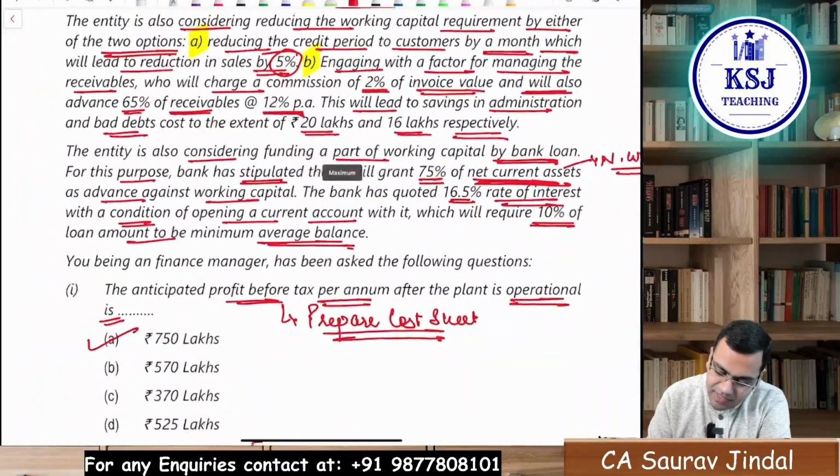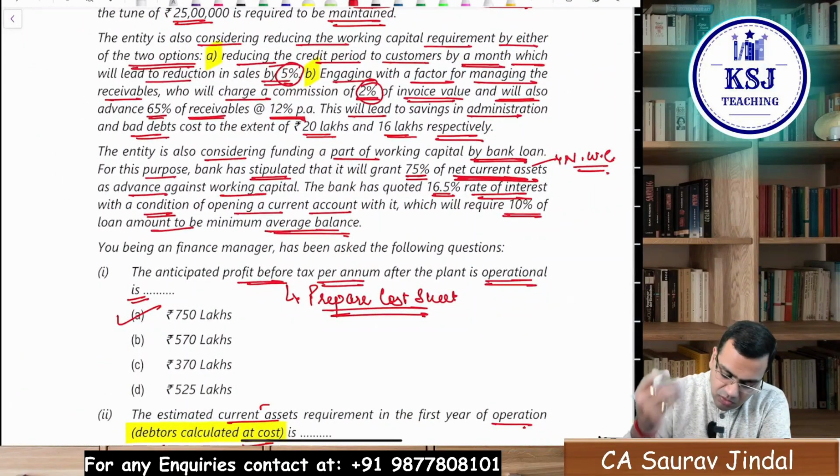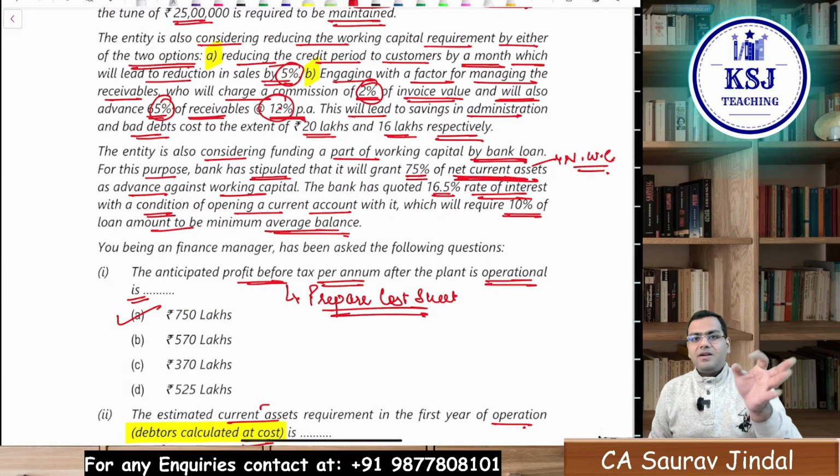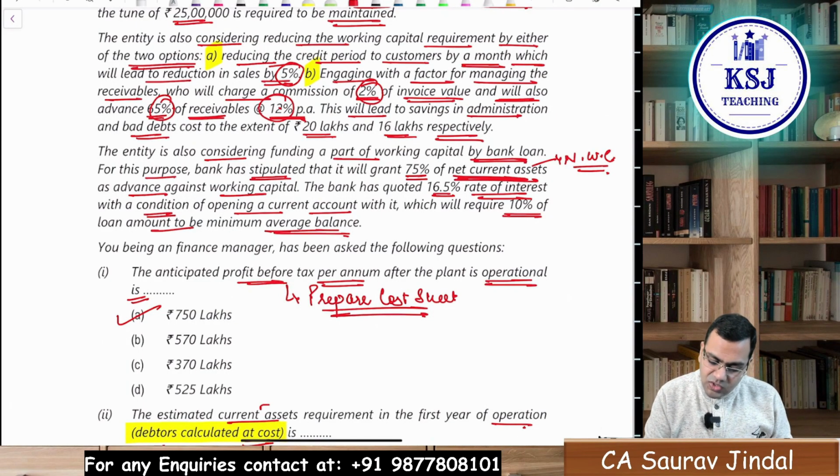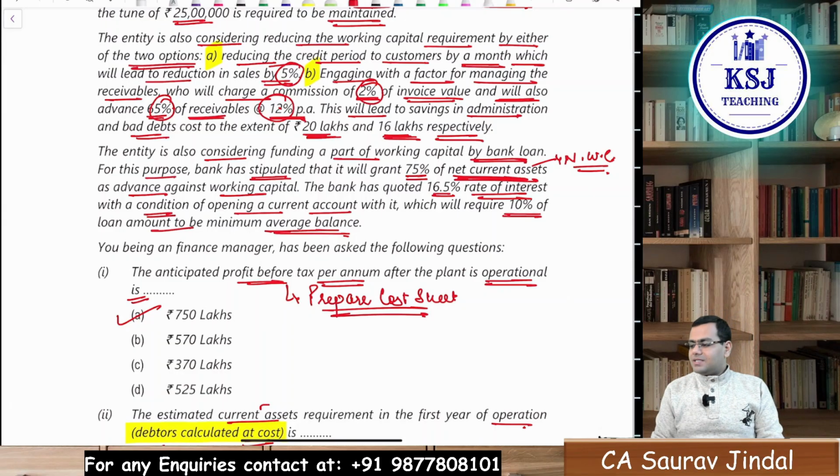He says the factor will charge a commission of 2%. Okay, sir. He will give 65% of the receivables at 12% interest. Fine, sir. And this will lead to savings in the cost. 20 lakhs and 16 lakhs, total 36 lakhs annually will be saved. Right? So commission is one thing, advance money he will be getting, and interest is to be paid. Now what is the cost here? The cost says what is the cost that you have to bear to get that money in advance.